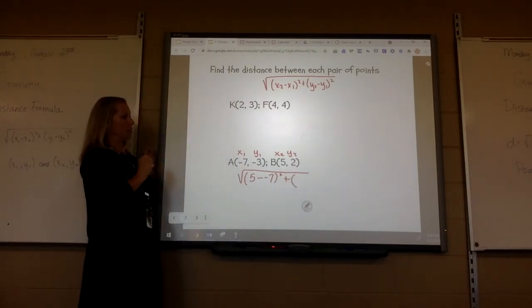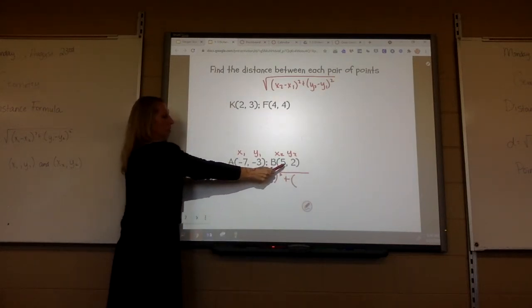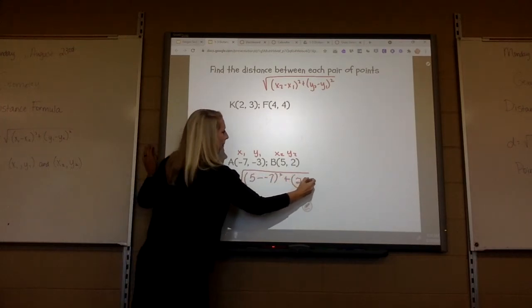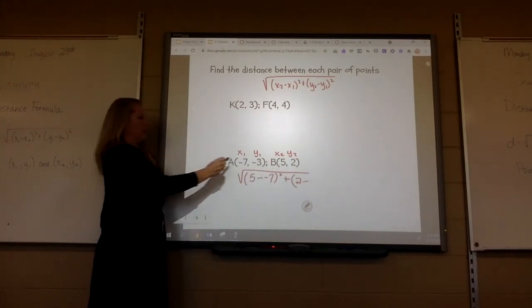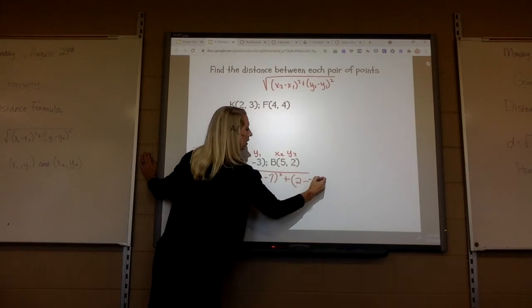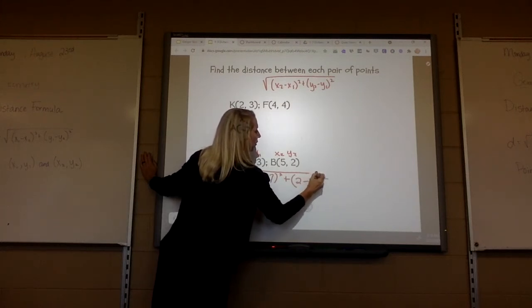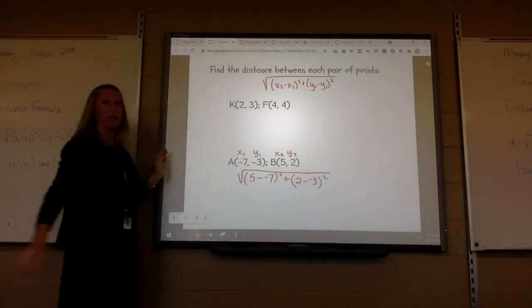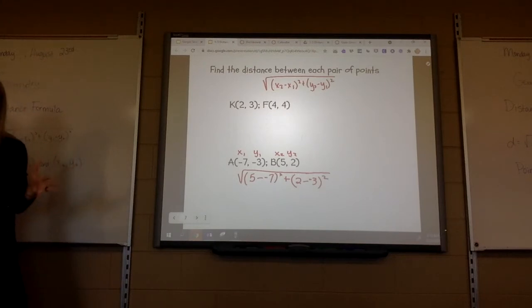parentheses, what number is y2? 2. Yeah. Minus, what number is y1? Negative 3. So we have to type this in the calculator. So I want you guys to do it with me. Do it at the same time. Practice, because I don't want you to get a syntax error.